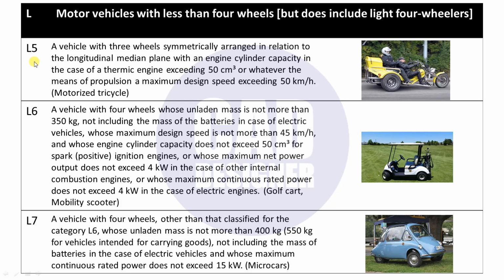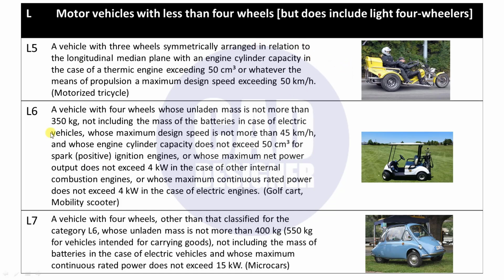Then the next is the L5 category: a vehicle with three wheels symmetrically arranged in relation to the longitudinal median plane, with engine cylinder capacity exceeding 50 cm³ or maximum speed exceeding 50 kilometers per hour. So the motorized tricycle comes under the L5 category, and it looks like that.